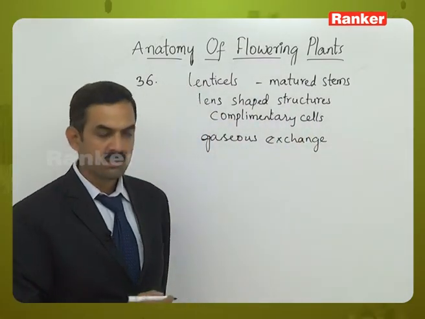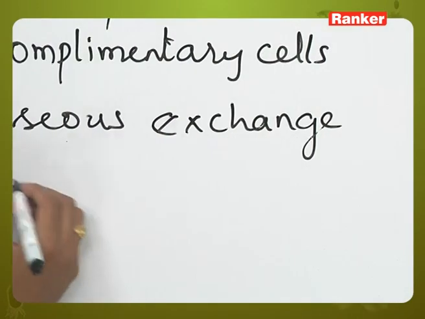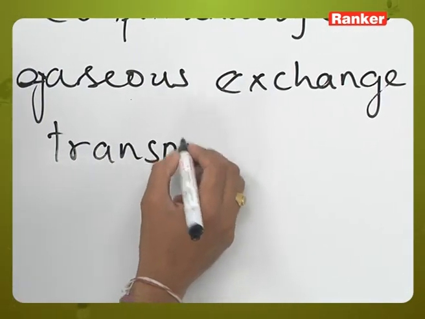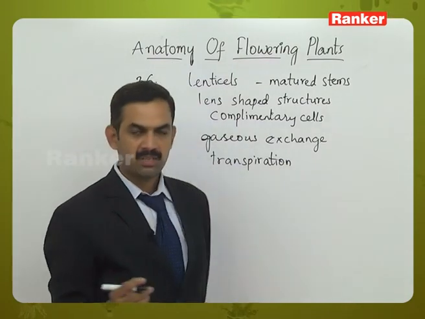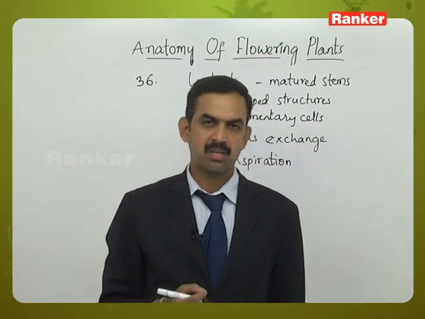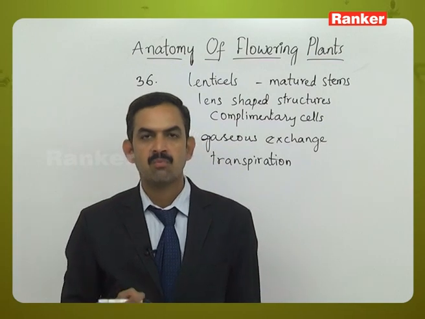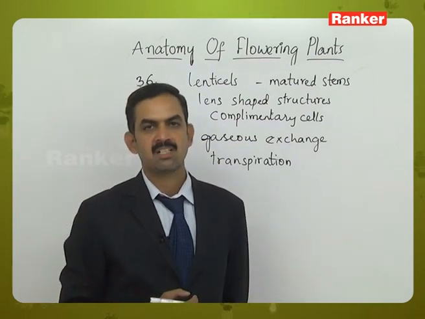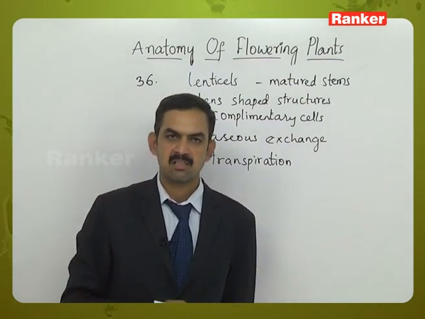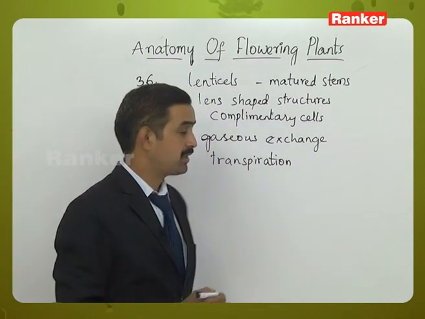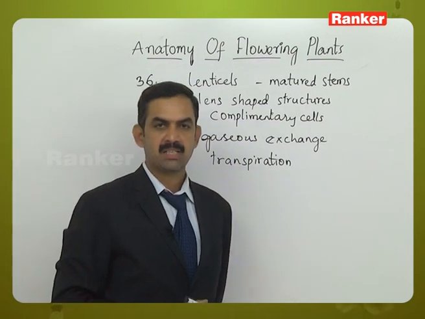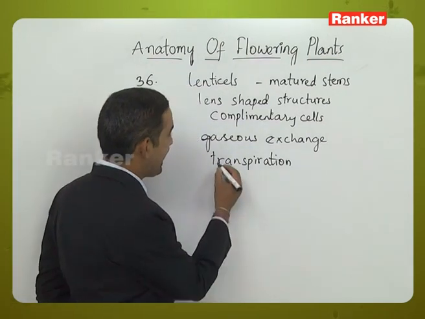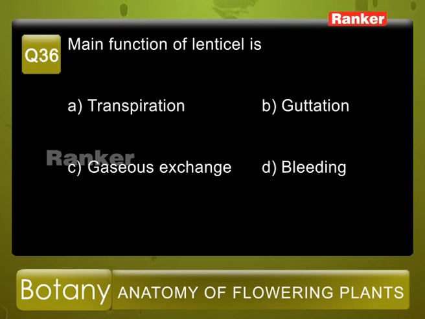Apart from that, it is also concerned with a little amount of transpiration. Generally, out of the entire transpiration performed by the plant, 1 to 2% of transpiration is done by lenticels in the matured plants. So these are the two functions carried out by the lenticels. From the given options, we can say that A and C are correct, so option D is the correct answer.